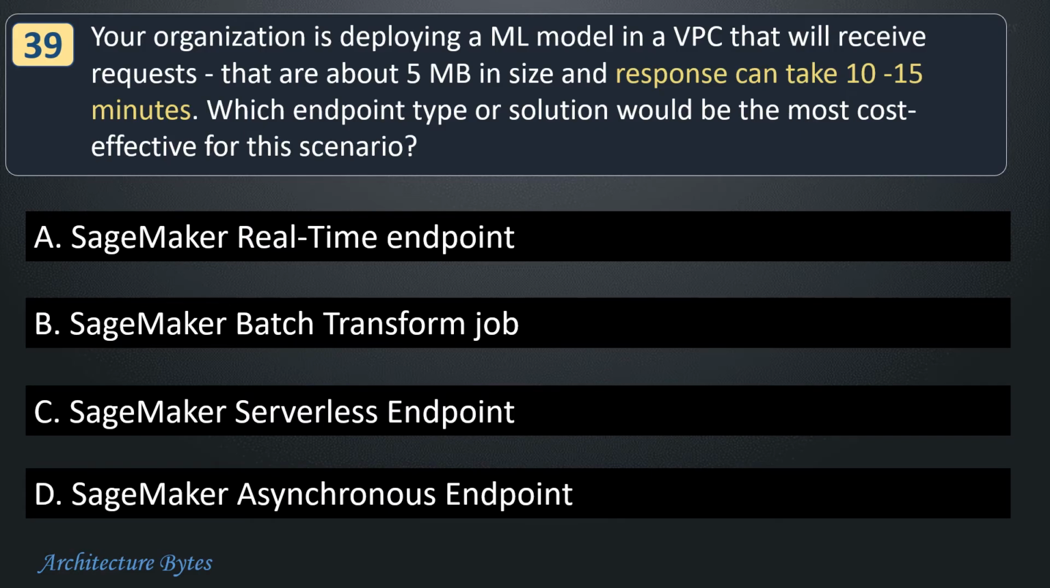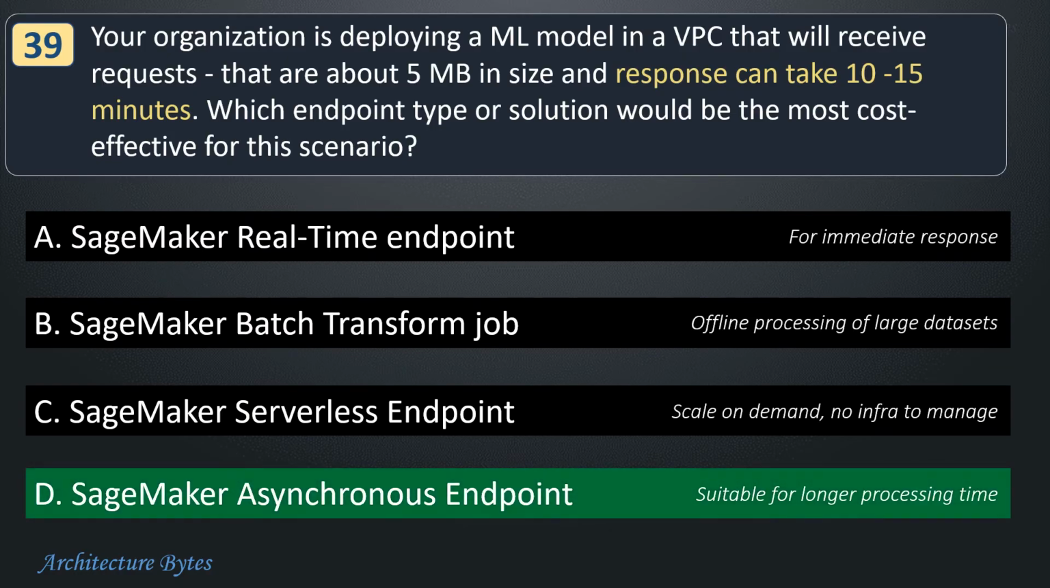Your organization is deploying a machine learning model in a VPC that will receive requests that are about 5 MB in size, and a response can take 10 to 15 minutes. Which endpoint type or solution would be most cost effective for this scenario? Option A, SageMaker real-time endpoint, B, batch transform job, C, serverless endpoint, or D, asynchronous endpoint.